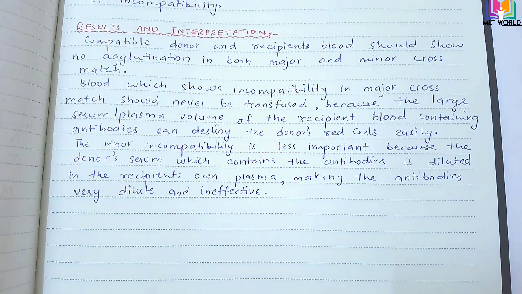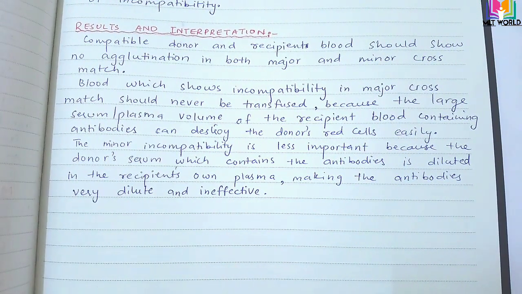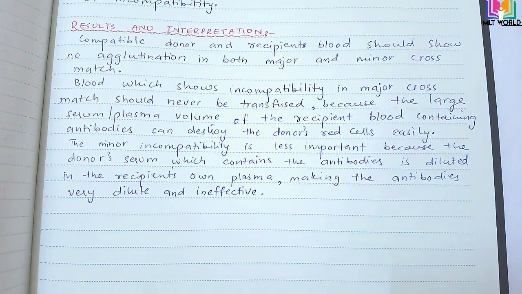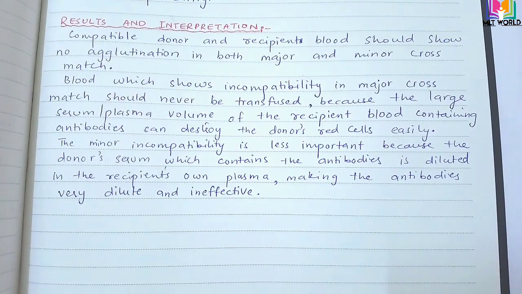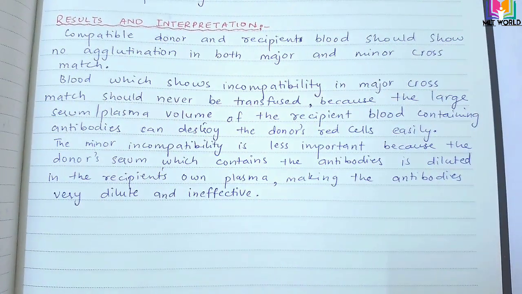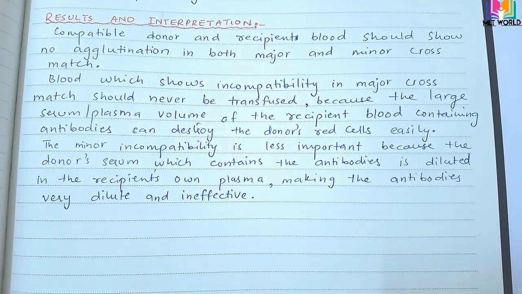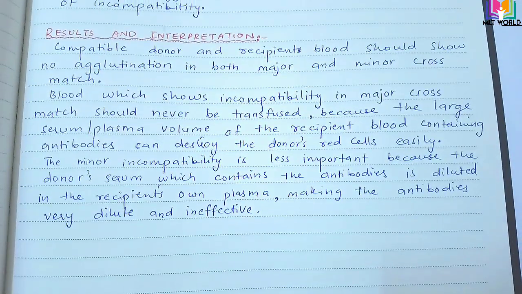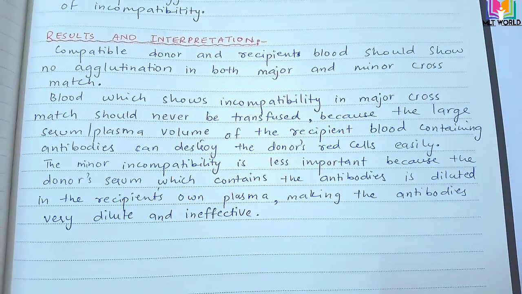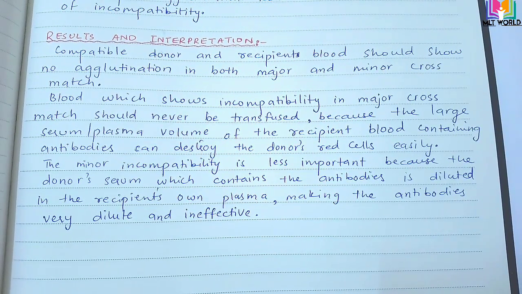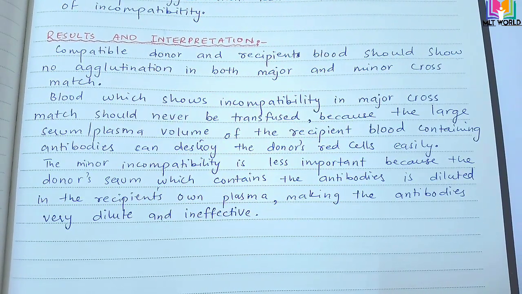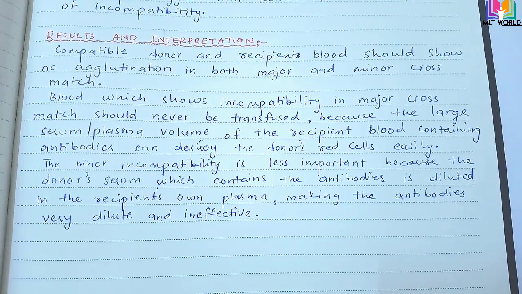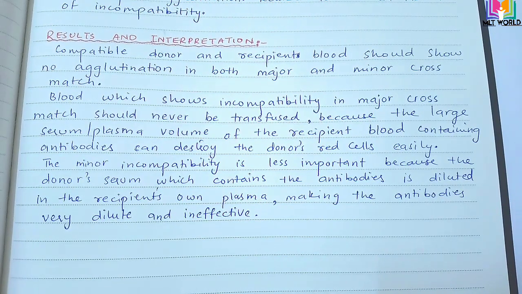Now we will move toward the result and interpretation. Compatible donor and recipient blood, how will we see it? Compatible donor and recipient blood should show no agglutination, either in major cross match or in minor cross match. Meaning both procedures should show no agglutination. It means that they are compatible with each other, donor and recipient blood. Blood which shows incompatibility in major cross match should never be transfused, and even in the minor cross match it should never be transfused.